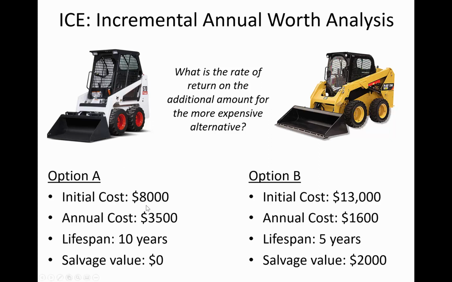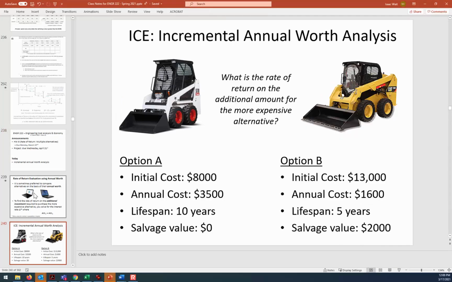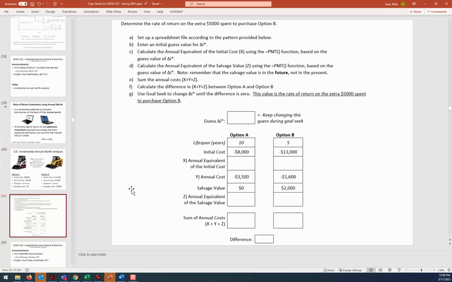So what we're going to do for both of these is find the incremental rate of return on the difference. You'll see that option B is more expensive up front, and we want to know what's the rate of return on the additional $5,000 that you would have to spend in order to buy the more expensive alternative right now. And to solve this in class exercise, we're going to use a template.